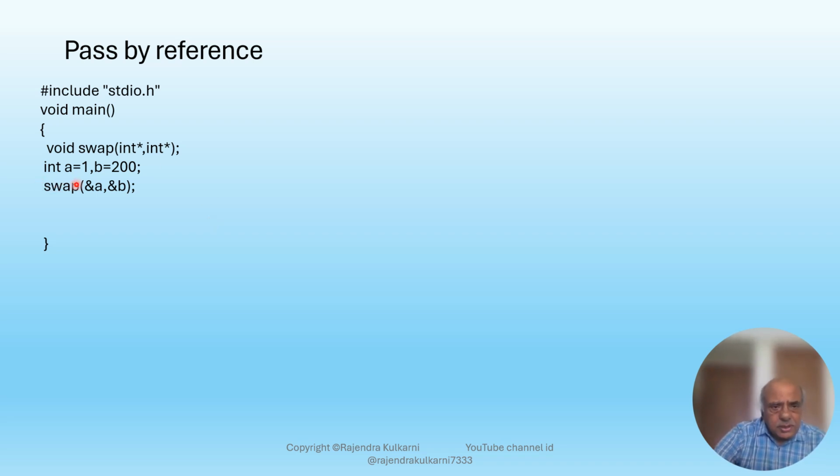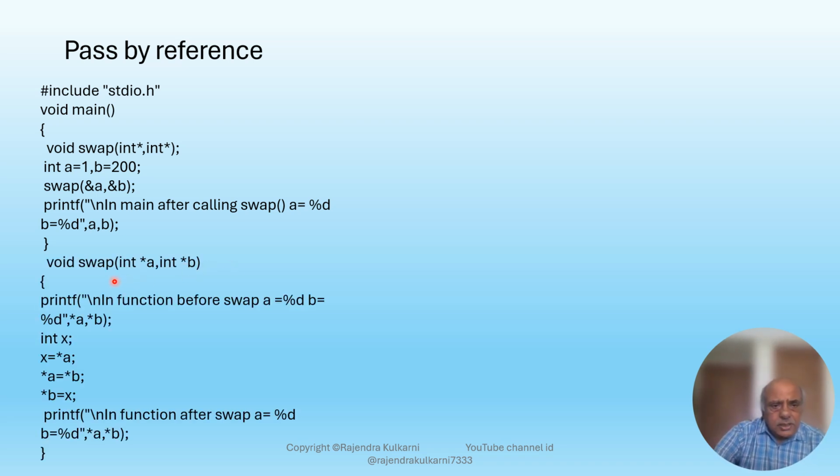Two variables, a is equal to 1, b is equal to 200, in the calling function, the main in this case. Then there is a call swap(&a, &b). So what is going to happen with this kind of call is the address of a is being passed and the address of b is being passed to the function. Then there is a simple printf statement which will output the result of the execution of this program.